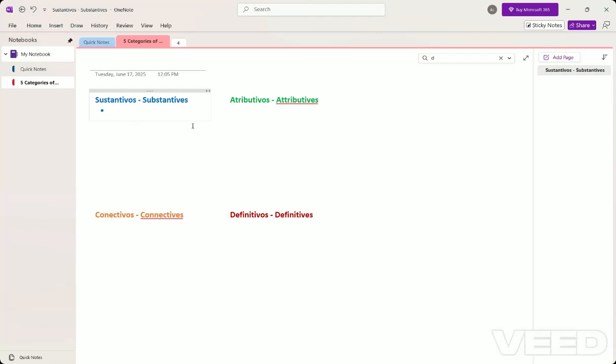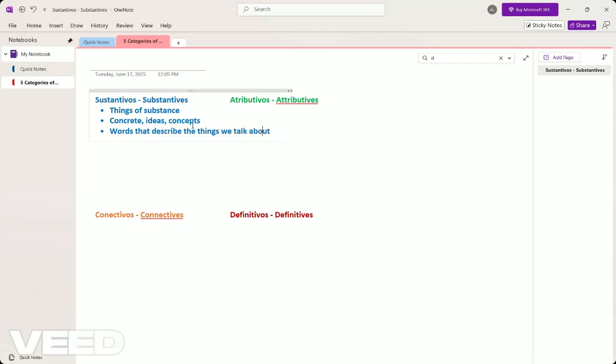So the first category are called sustantivos or substantives. And as you would guess, these are things of substance. And these can be concrete, they can be ideas, they can be concepts. So these are the things we talk about, or I guess words that describe the things we talk about.